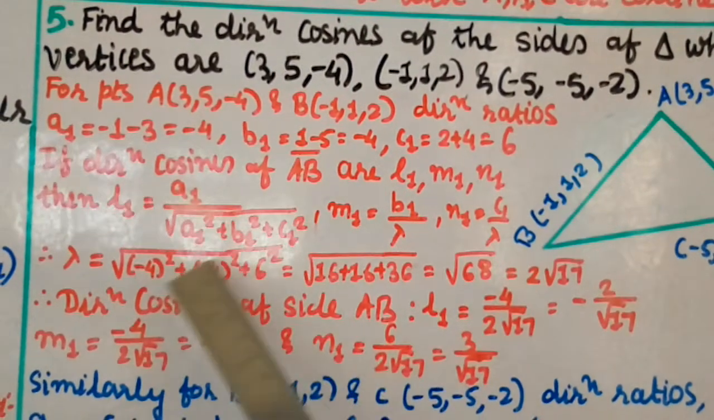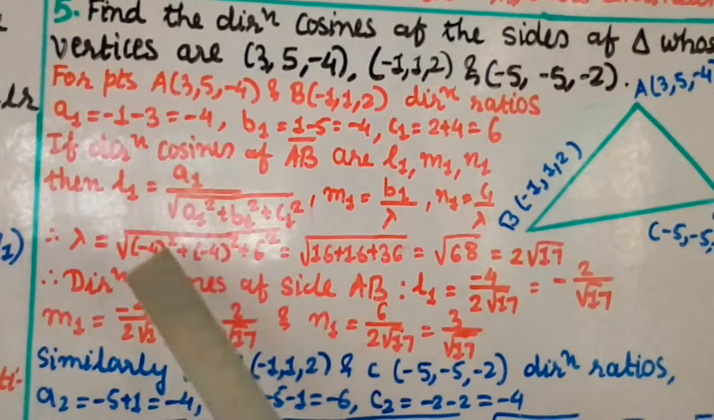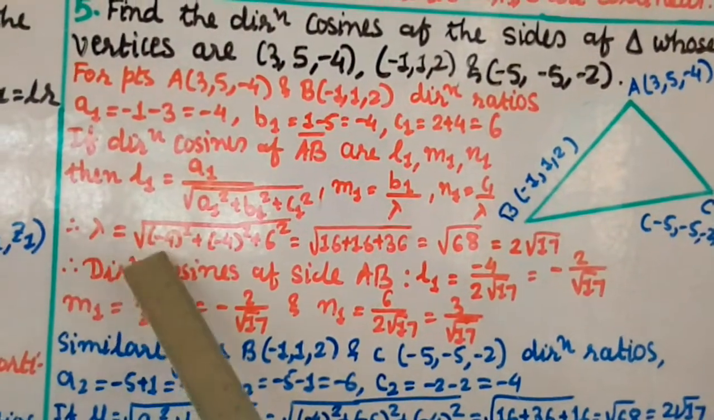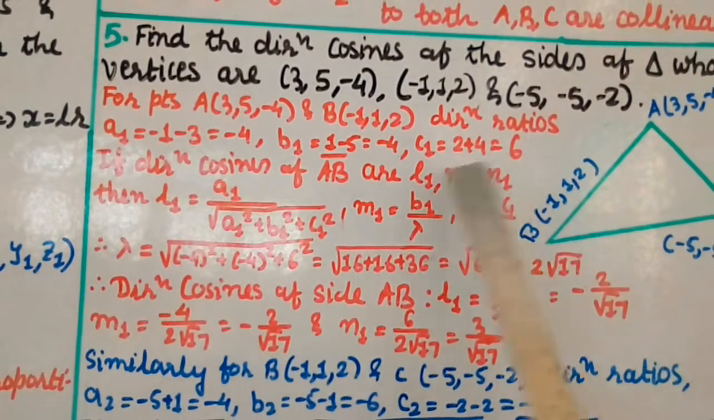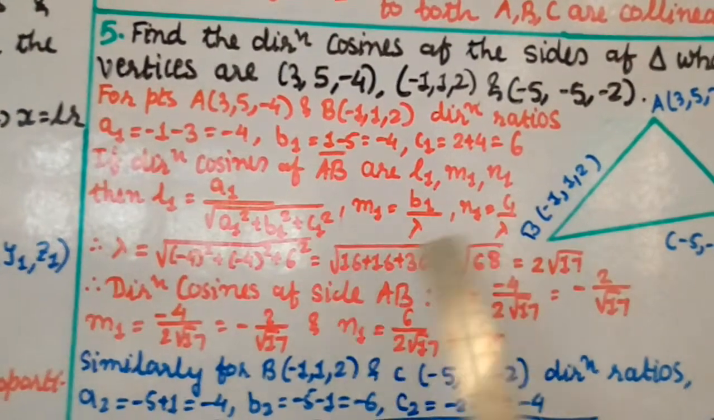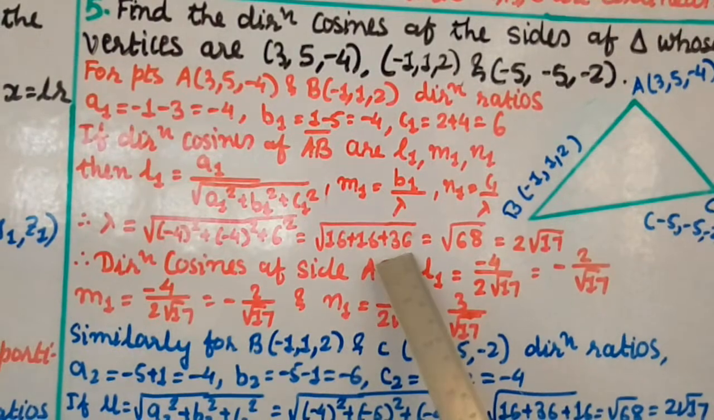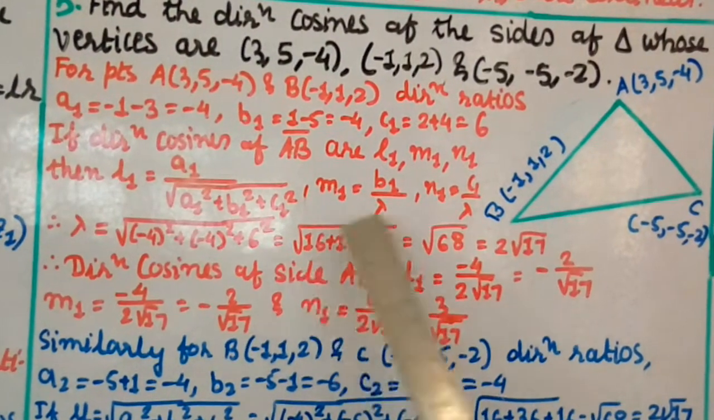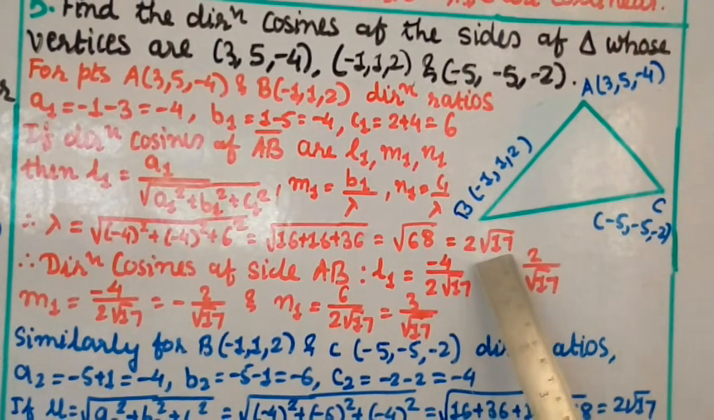This value I call lambda, and n1 is equal to c1 by lambda. So let us find this value of lambda first. Lambda equals the square root of (-4) squared plus (-4) squared plus 6 squared, these being a1, b1 and c1. That is the square root of 16 plus 16 plus 36, the sum of which is 68 under the square root. The square root is 2 root 17.